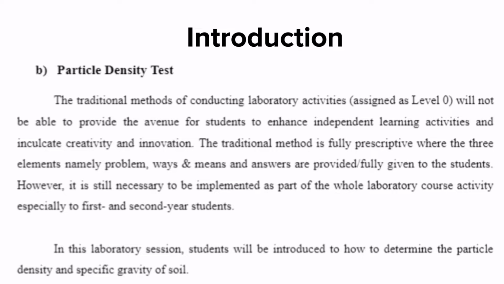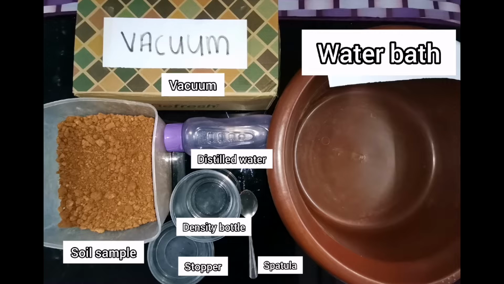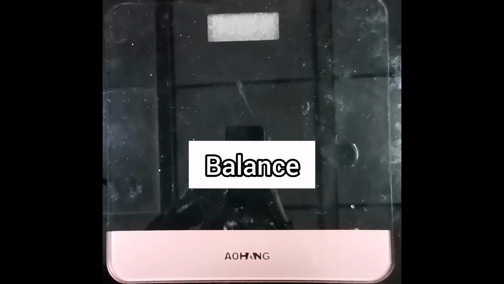The second test is particle density test. The objective of this test is to determine the specific gravity of the soil. The apparatus needed for this test is box as vacuum, basin as water bath, water as distilled water, soil sample, plastic bowl as density bottle, plastic bowl lid as stopper, spoon as spatula, and also scale as balance.